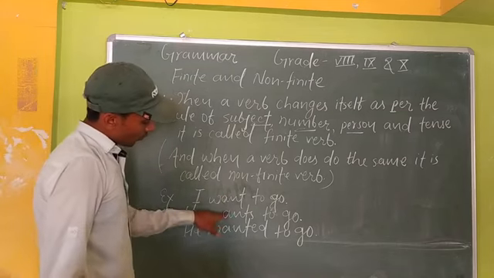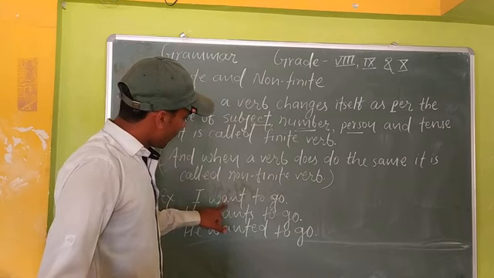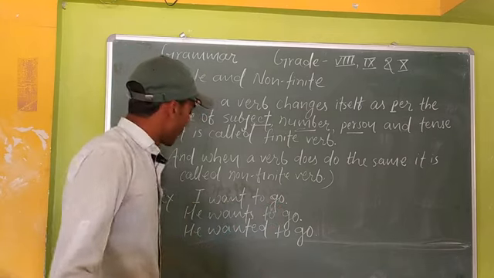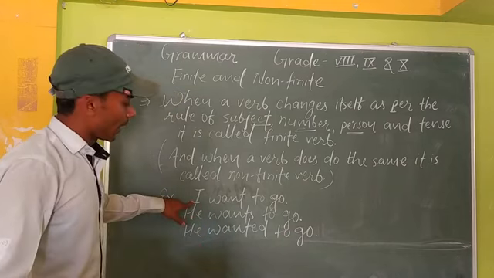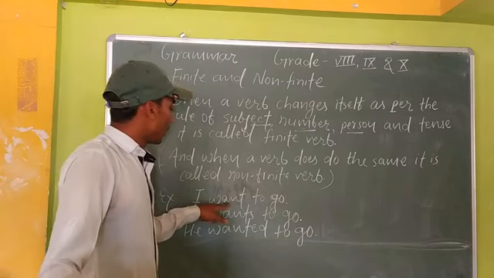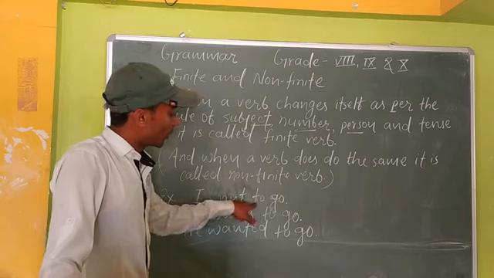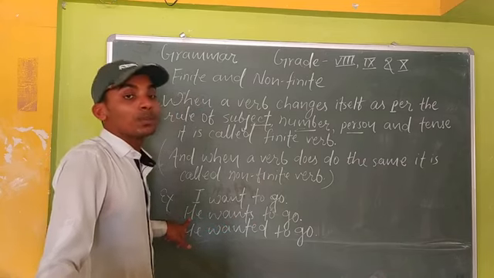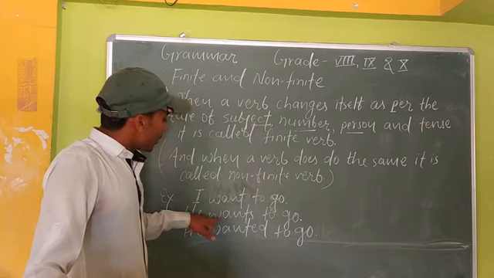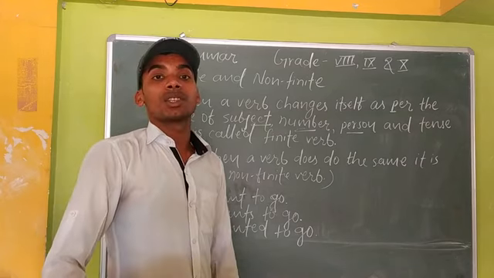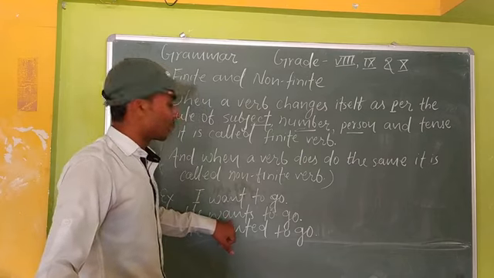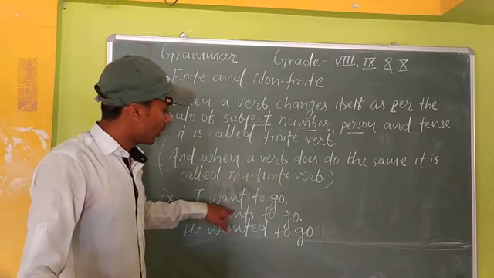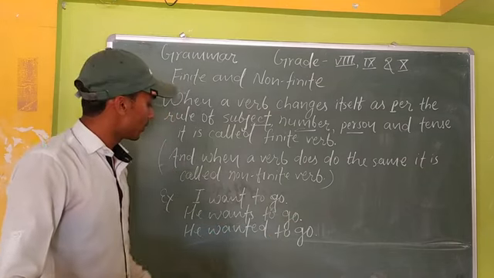Here you are getting two verbs. In a single sentence you are getting two verbs, want and go. Here the subject is I, therefore the verb you are getting is want, after that to go. Now the subject is changing itself as well as the person. The verb has changed itself. Now he wants. So want has been changed into wants, to go. This is working as usual.